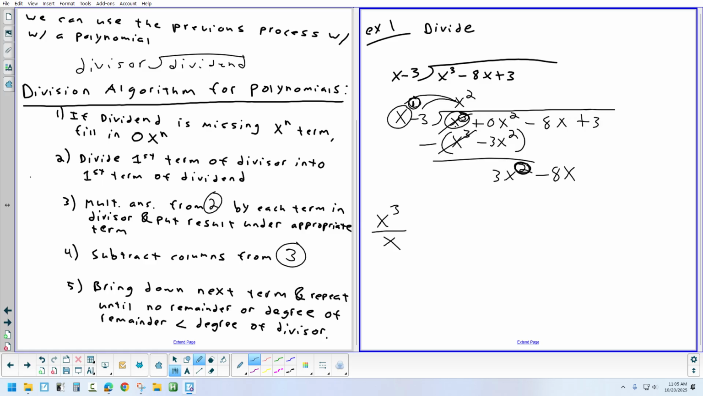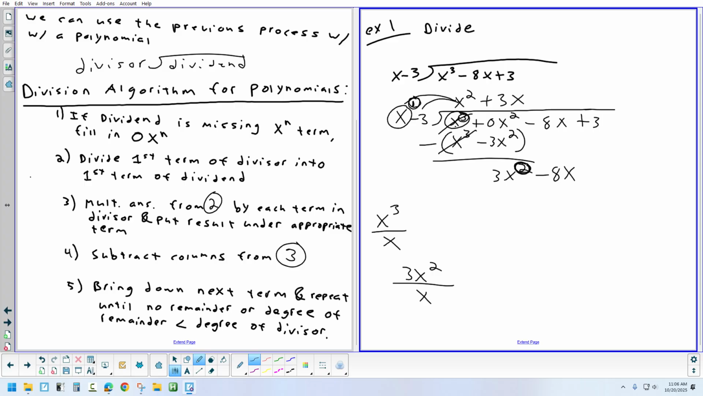Okay, so let's do it again. Take the first term of your dividend, which is now 3x squared, and divide it by the first term on the outside, which is x. Caleb, what's 3x squared divided by x? Just regular 3x. Yep. So put that up the top. Now you're going to take and multiply the 3x back out to each term.